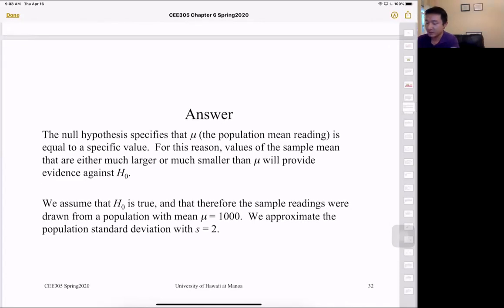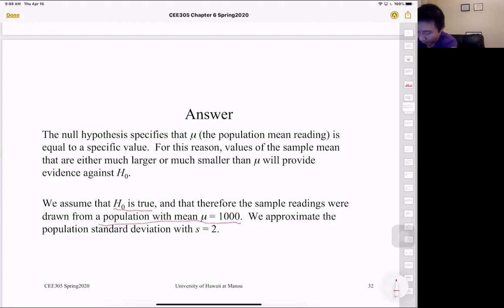So the null hypothesis H0 specifies that the population mean reading is equal to 1,000. So a sample mean that is either much larger or much smaller will provide evidence against H0. So we assume H0 is true. So the sample reading is assumed to be drawn from the null distribution, which is a population with a mean value of 1,000.